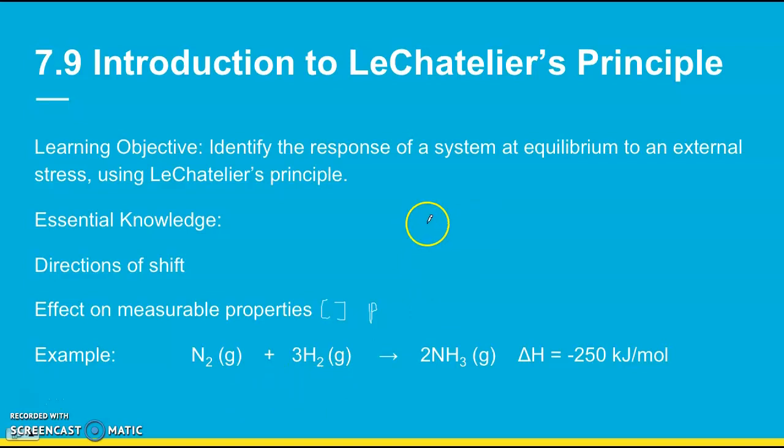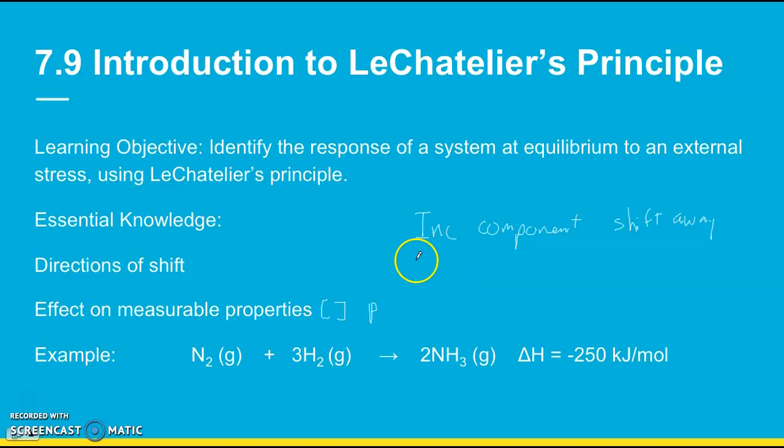So if there's an increase of a component, the reaction will shift away. So if we increase the amount of nitrogen, that means the reaction will shift to the right and the forward reaction will be favored at that point. The forward reaction will be faster until it gets back to equilibrium. So if you increase a component, it's going to shift away from that component.